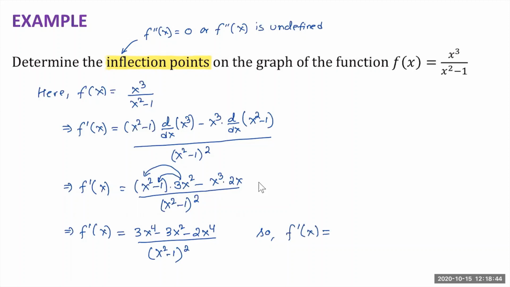So the first derivative is equal to, if you look at the numerator, we have 3x to the 4 minus 2x to the 4, that is 1x to the 4. Then minus, we have 3x squared. And the denominator is x squared minus 1 quantity squared. So this is my first derivative. In order to get the inflection points, I need the second derivative. So I need to differentiate this one more time.